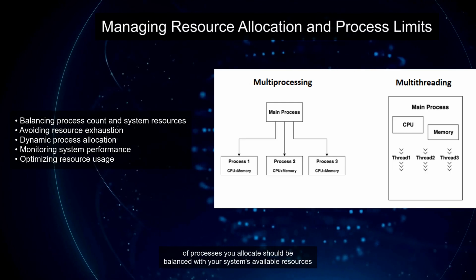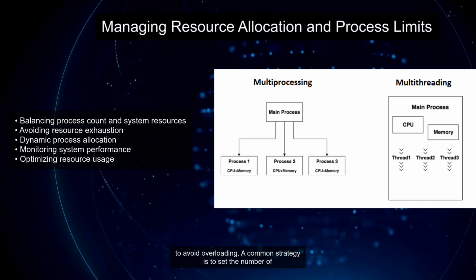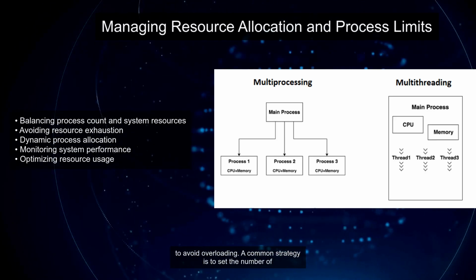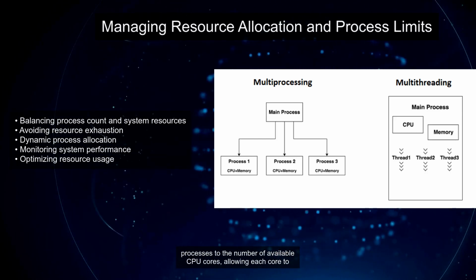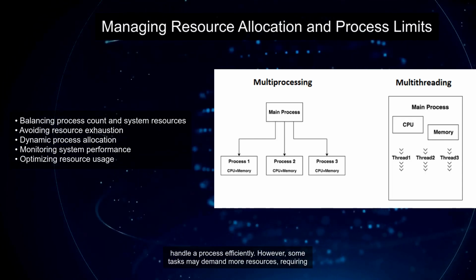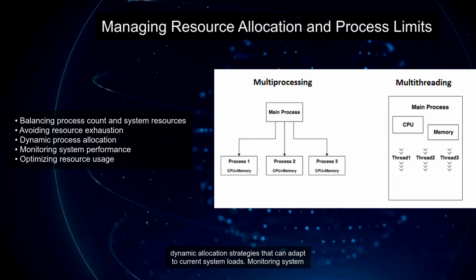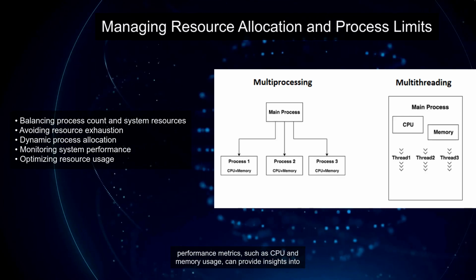The number of processes you allocate should be balanced with your system's available resources to avoid overloading. A common strategy is to set the number of processes to the number of available CPU cores, allowing each core to handle a process efficiently. However, some tasks may demand more resources, requiring dynamic allocation strategies that can adapt to current system loads.